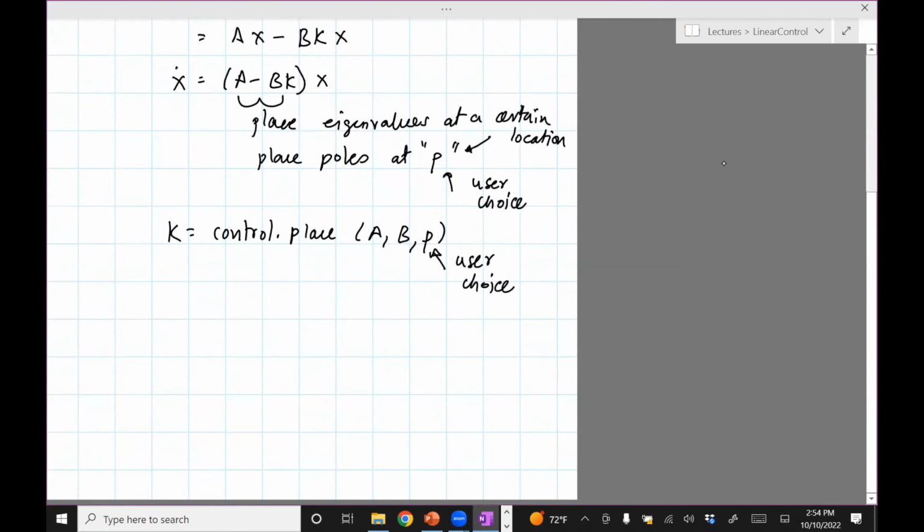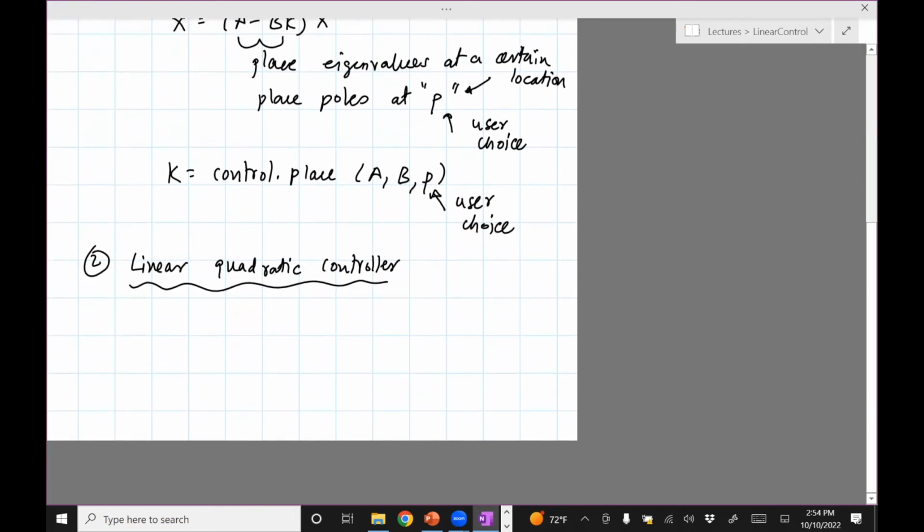That's method one. Another method, which I would say is a better method than placing the poles or placing the eigenvalues, is using a linear quadratic controller. Okay, so what is a linear quadratic controller?